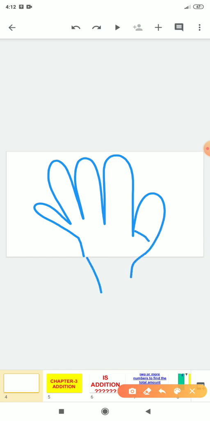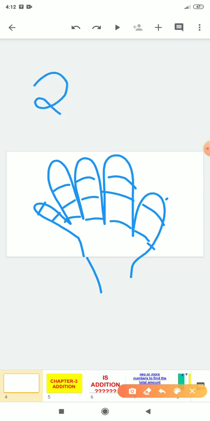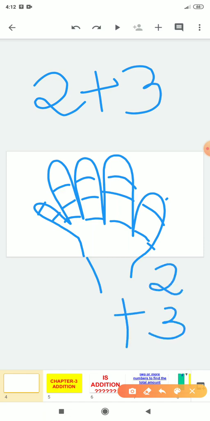Okay, children, on our fingers we have these types of lines. Okay, it is the thumb. So on the thumb there are 2 lines, and there are 3 lines in each finger except the thumb. So what you have to do? You have to count these numbers on your finger lines. Okay, suppose there is 2 plus 3.